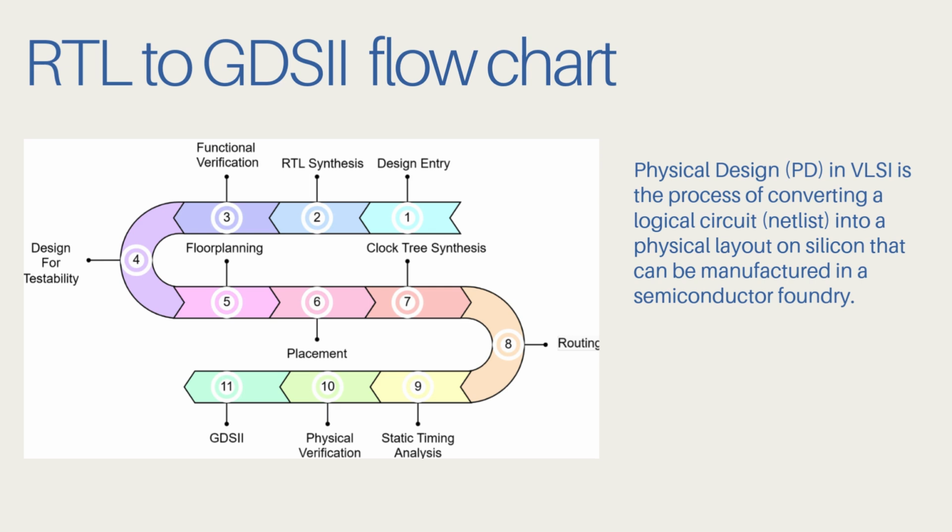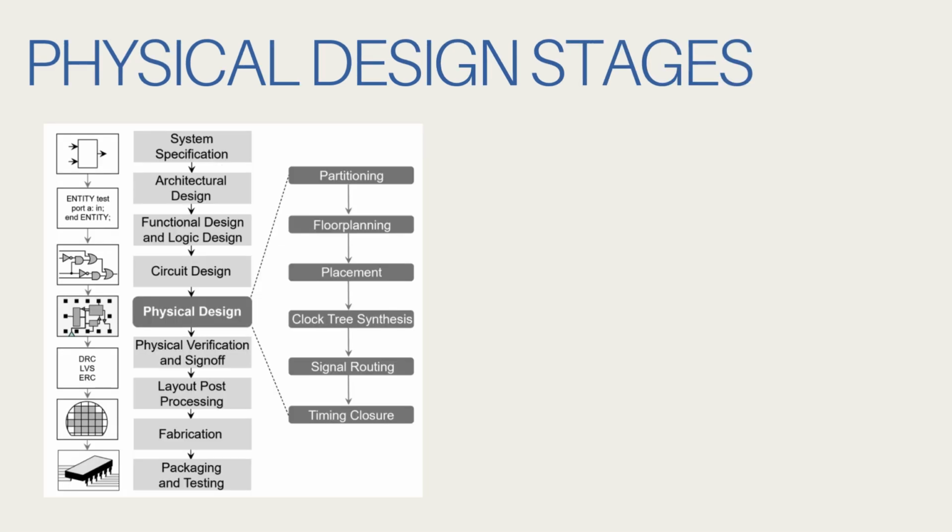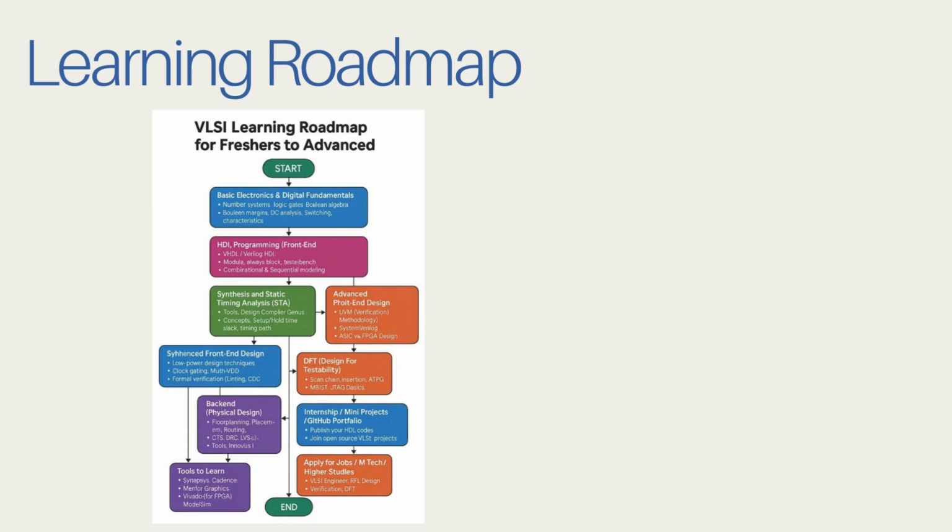The major stages of physical design are floor planning, power planning, placement, clock tree synthesis, routing, and physical verification. Each stage is critical. A mistake in one stage can affect timing, power, or manufacturability. So this was a complete beginner introduction to physical design in VLSI.